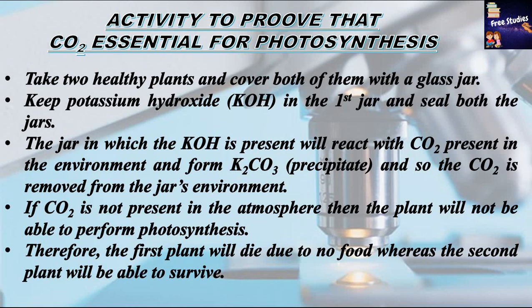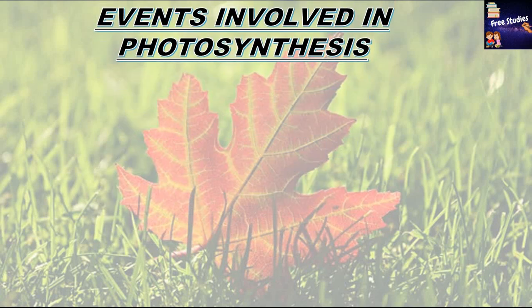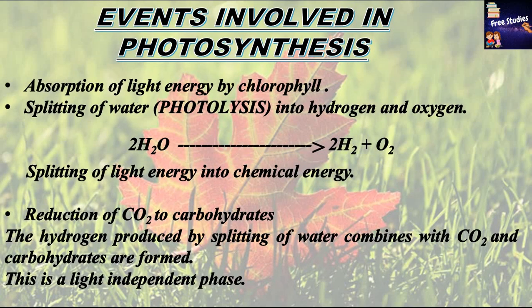Now comes what are the events involved in photosynthesis. The first event involved is absorption of light energy by chlorophyll. Light energy means the light coming from the sun. Chlorophyll will absorb all the light coming from the sun falling on the leaf.